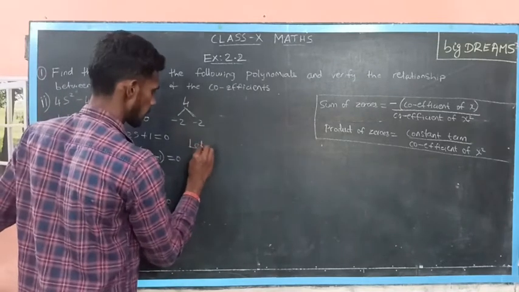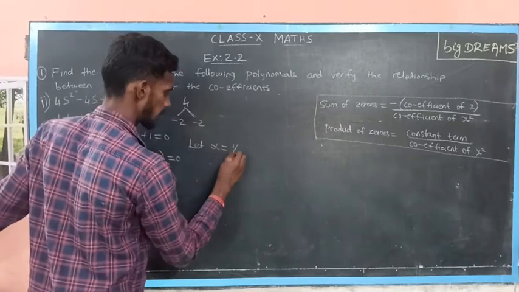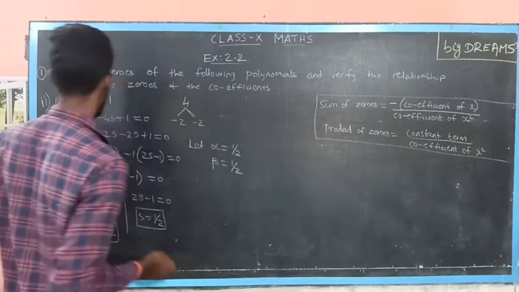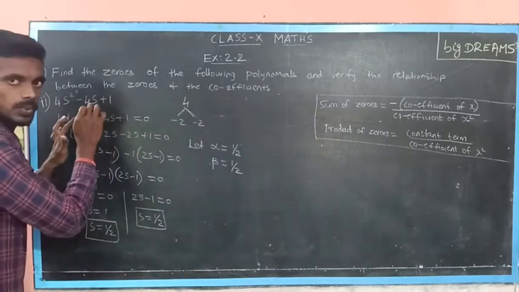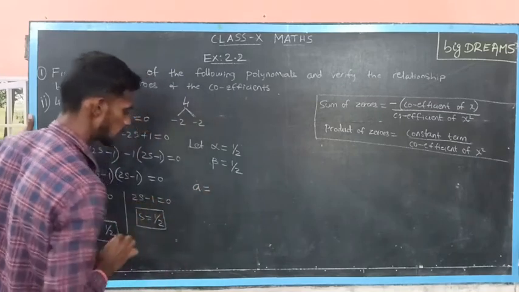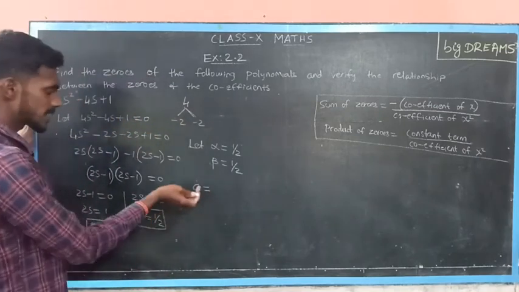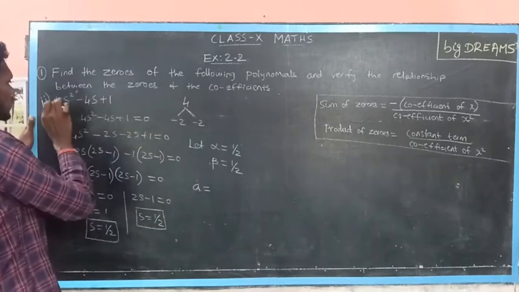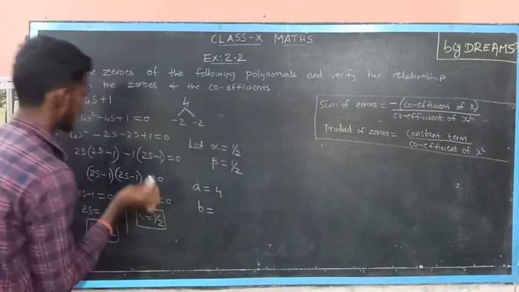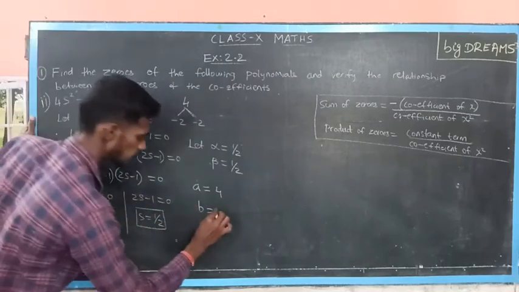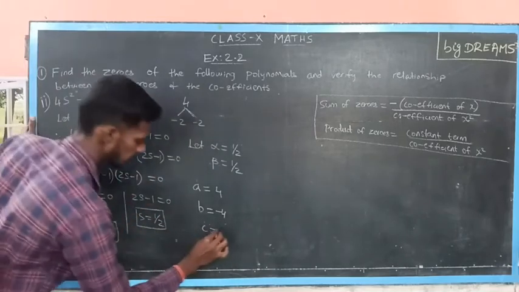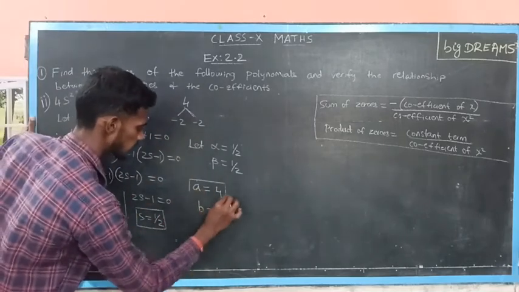Let alpha is equal to 1 by 2 and beta is equal to 1 by 2. Then compare the given polynomial to the standard form of the quadratic polynomial. I will get the values of a, the coefficient of x square, here it is 4. Then b is the coefficient of s term, here it is minus 4. c is the constant term, here it is 1. So, I am going to use these values.